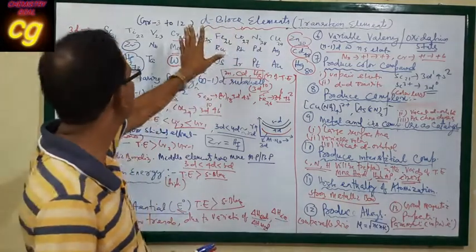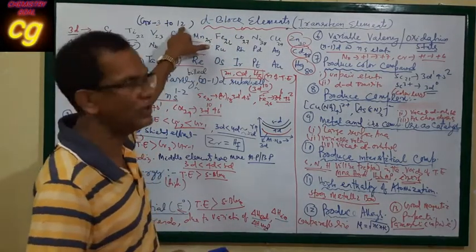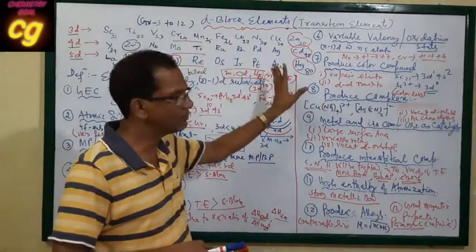These are called d block elements, group 3 to group 12. Okay. So this is regarding the properties.